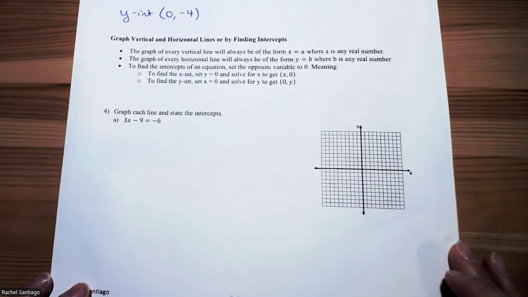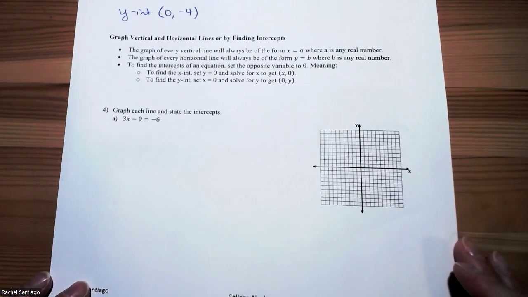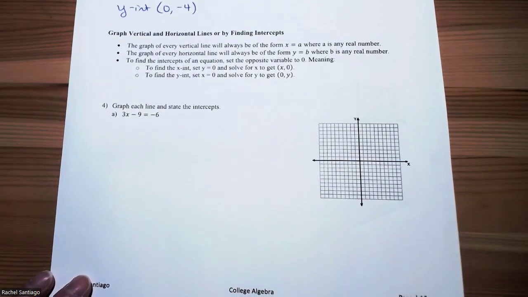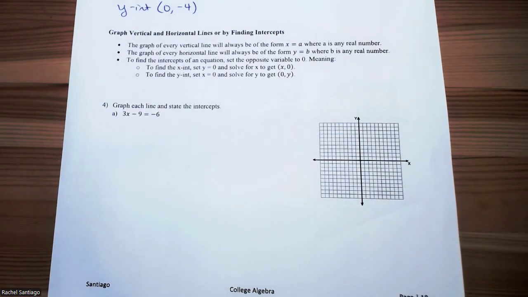Now we're going to graph vertical and horizontal lines, or by finding those intercepts. So we already described earlier that we know the equation of every vertical line is x equals a number. The equation for every horizontal line is going to be y equals a number. And then if we want to find the x-intercept or the y-intercept, we have to plug in zeros. So the x-intercept means y is 0. The y-intercept means the x is 0. Let's take a look.